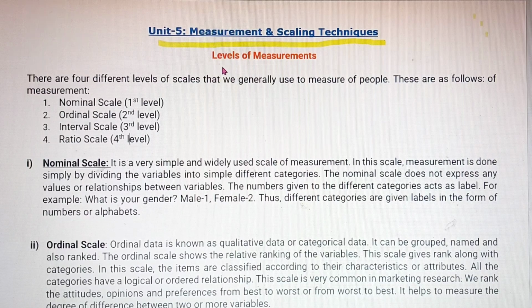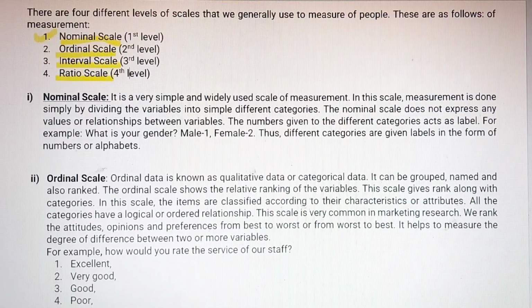Okay, so basically we will start with levels of measurement. Now here in your syllabus there are basically 4 types of scales. The first is nominal scale, the other is ordinal scale, third one interval scale, and fourth one ratio scale. So all these scales are devised according to their levels. The first level scale is the nominal scale, the second level is ordinal, third level interval, and fourth level ratio scale.